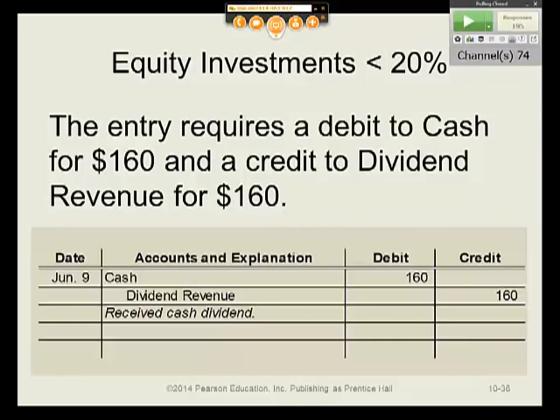Any questions on purchasing securities or any question on the dividends? Dividends are income to the company. It's not part of operations. That's other revenue and other expenses.